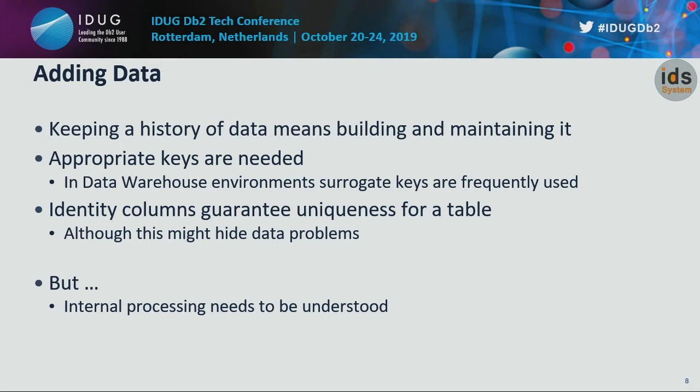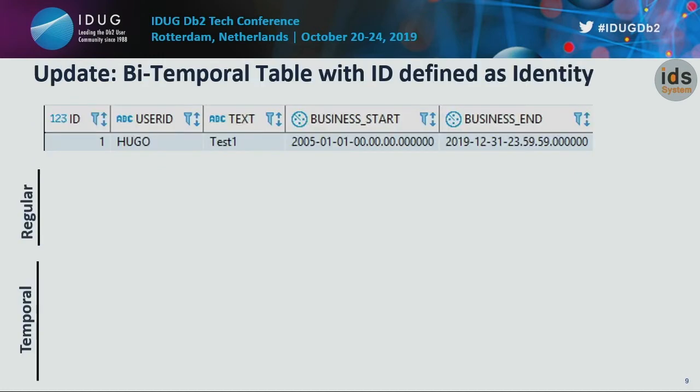You need to understand the processing. When we came up in our first test with an identity column, we were really, really surprised, and I'll show you why. So let's start with this example. A simple table, it's a bi-temporal table. Also, I show you just the business time period, and there's a row valid from the 1st of 2005 to end of 2019. It's user ID Hugo, it's ID 1, and just a text.